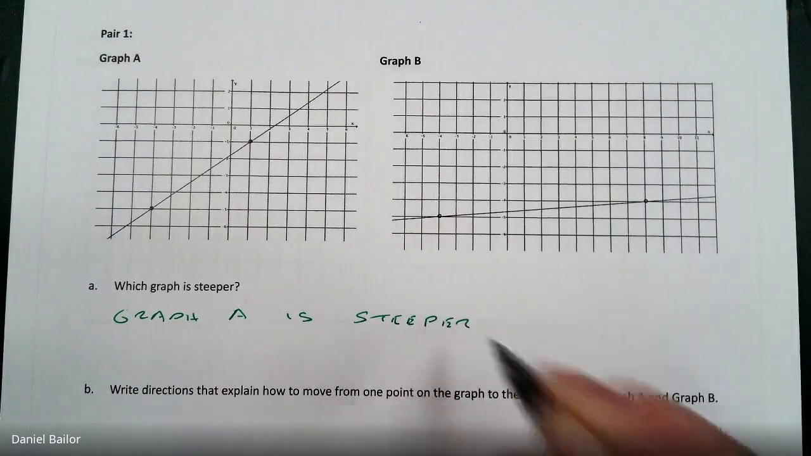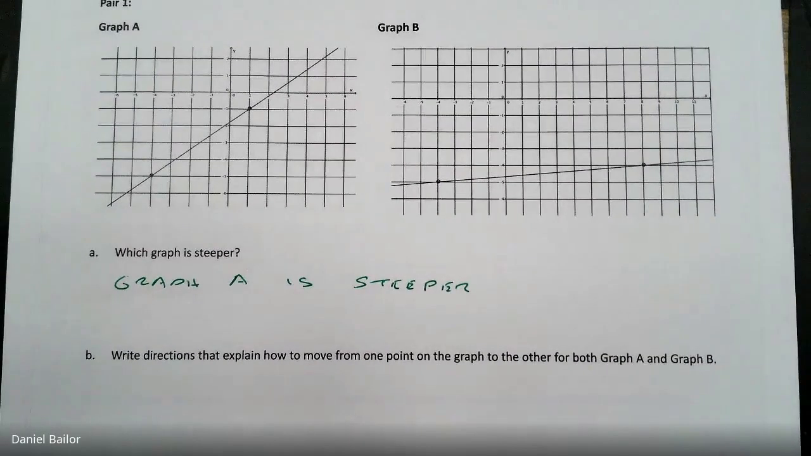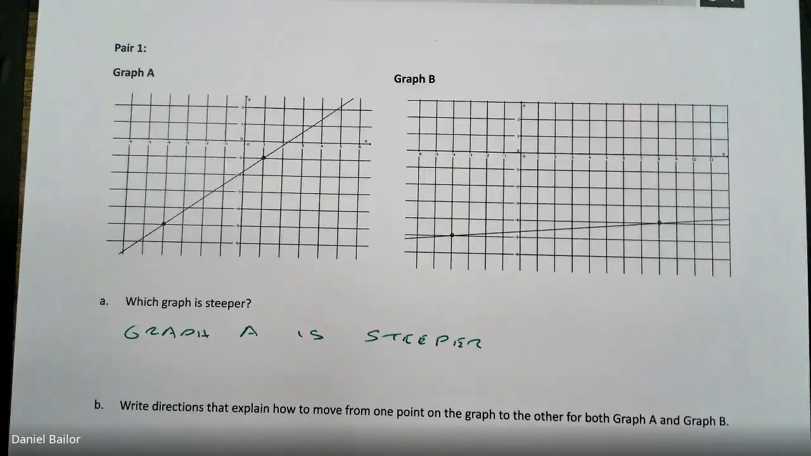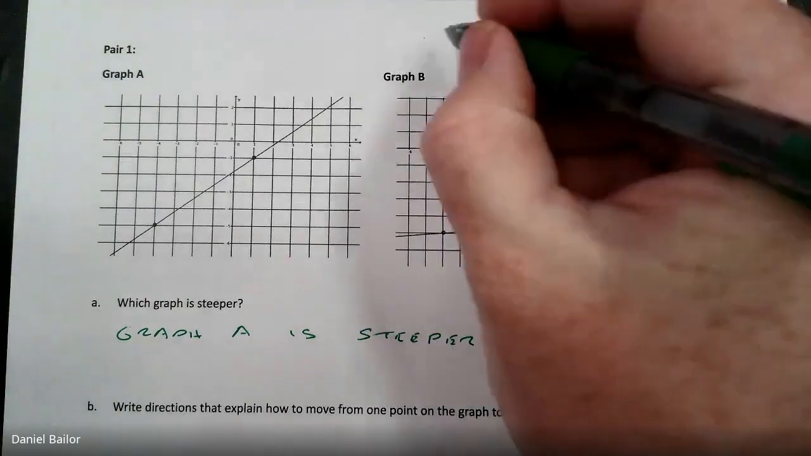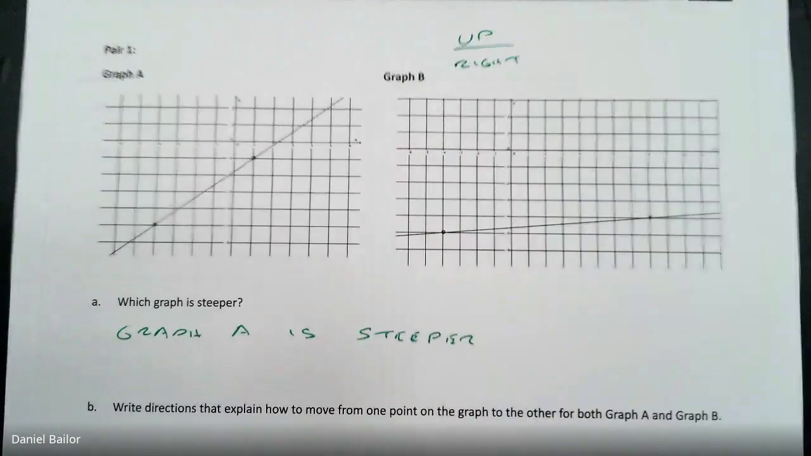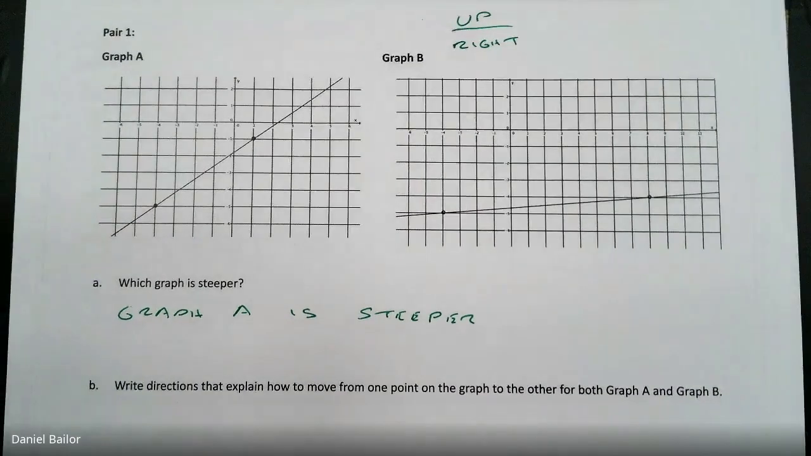But what if someone asks how much steeper? What is the difference? Well, that's where calculating the slope comes in. And remember, slope is up divided by right. So let's look at graph A and let's look at graph B and let's do up divided by right.